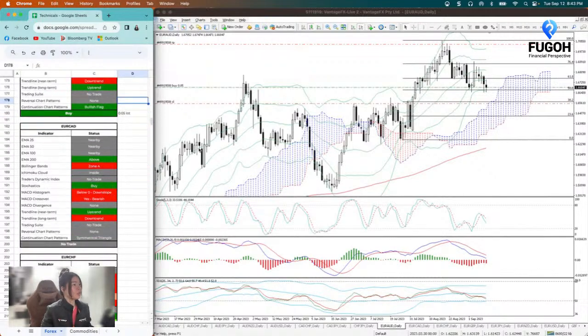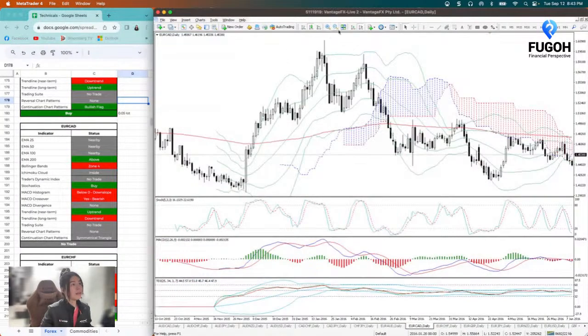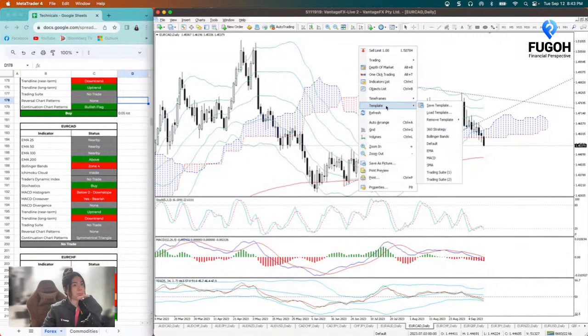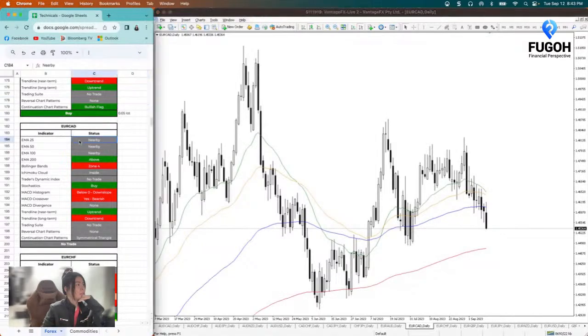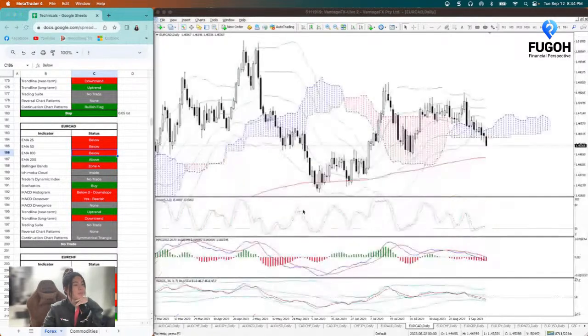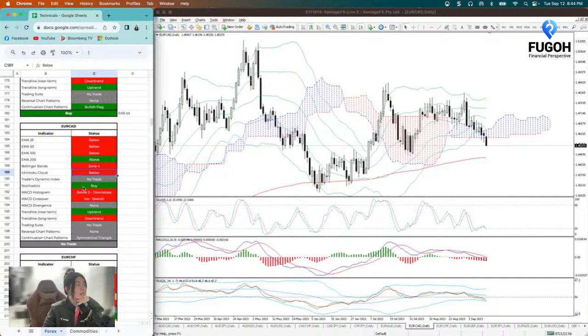All right, let's now go to EuroCAD. Template, EMA. For the EMA, EMA 25 is below, EMA 50 below, all of these three first is below. The only one here is the EMA 200, but that's for a long-term trend. Anyways, Bollinger Band is still on zone 4, so that's a strong sell direction. Ichimoku Cloud is below the cloud. It's trading lower, strongly on the downside.